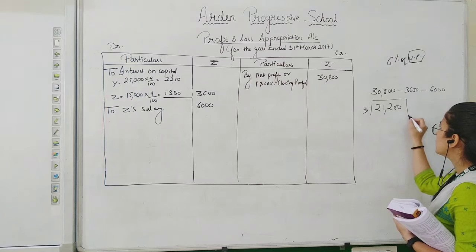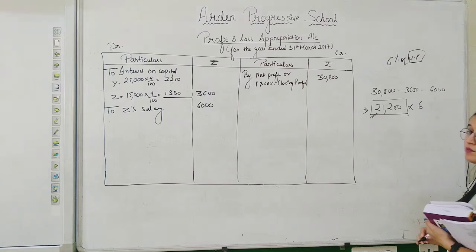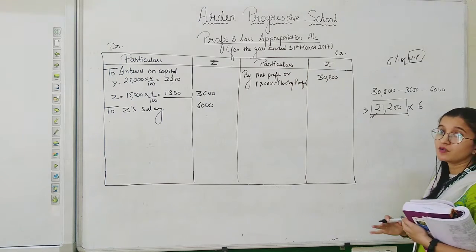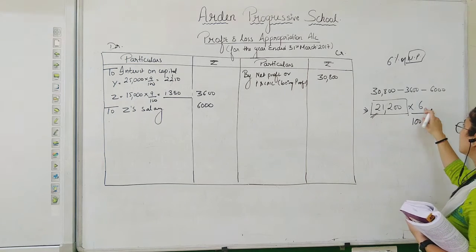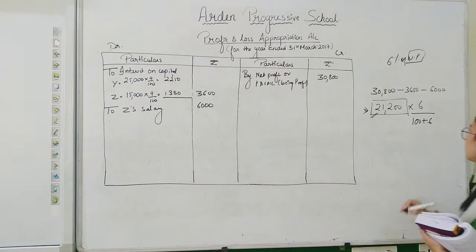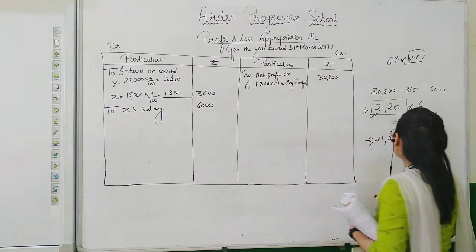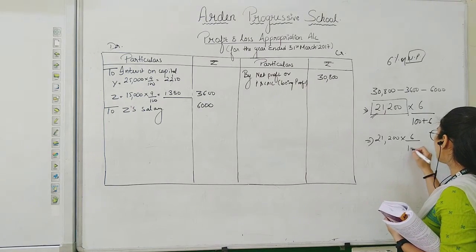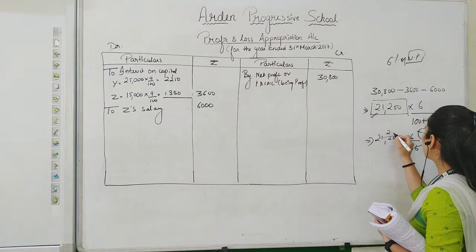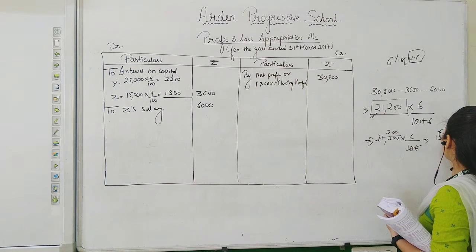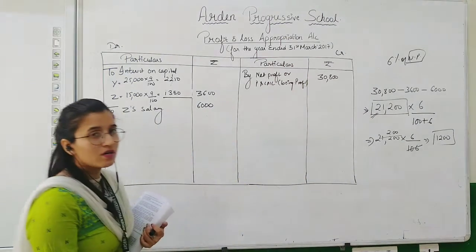Commission is being charged on this remaining profit at the rate of 6%, but after charging commission. After charging commission means 100 plus the rate of commission. So here 21,200 multiplied by 6 divided by 106. So we will get 1,200 as commission entitled to Z.